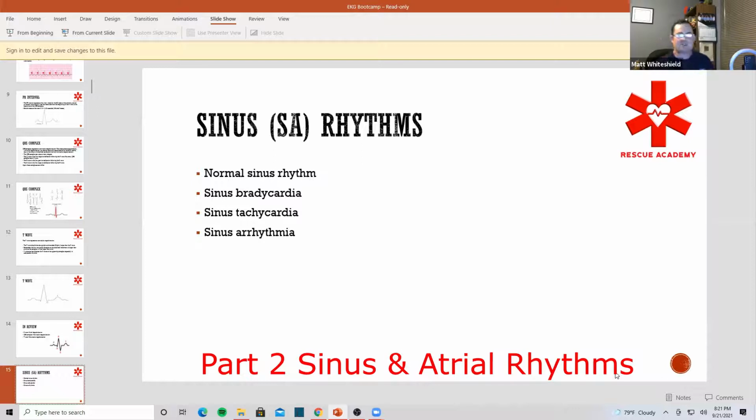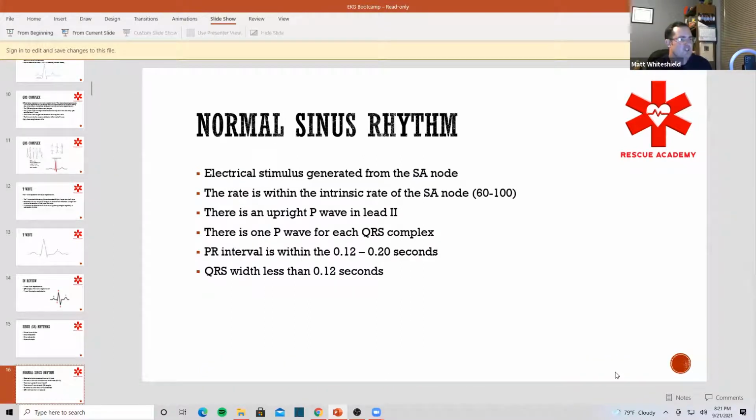So the sinus rhythms that we're going to be displaying here are going to be normal sinus or NSR, brady, tachy, and sinus arrhythmia. Electrical stimulus generated from the SA node is considered normal sinus rhythm, being that it is a rate of 60 to 100 beats per minute, right?